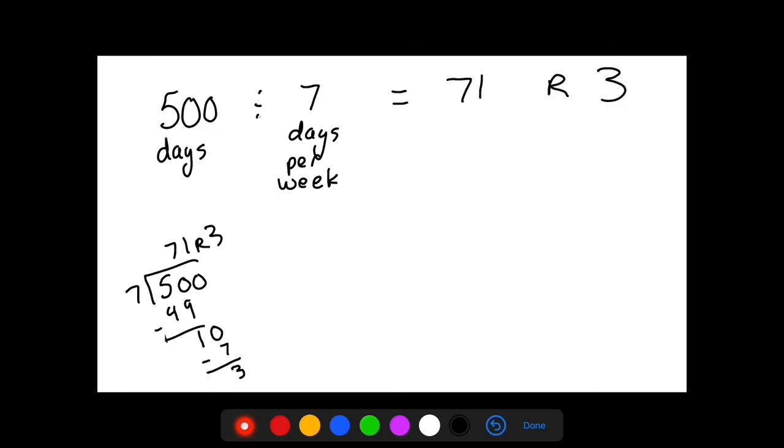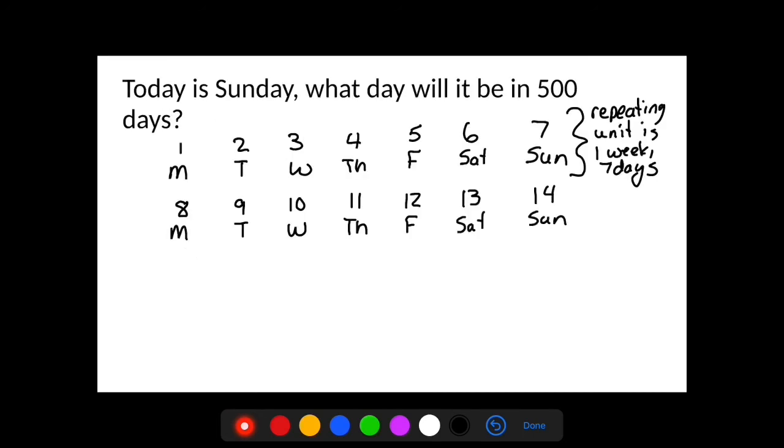So 71 total weeks or 71 repeating units, and we're going to have 3 extra days. So coming back here, I know that I'm going to have 71 full groups here, and then I'm going to have 3 extra days. So in 500 days, it will be Wednesday.